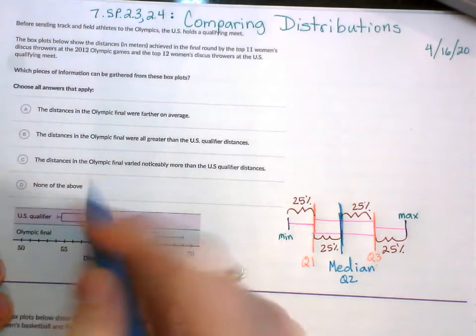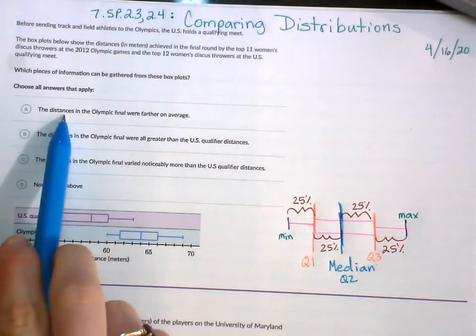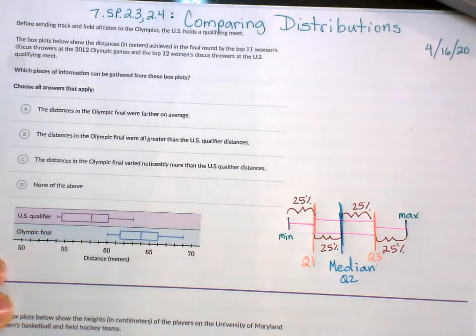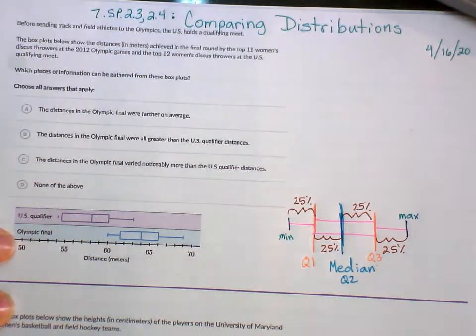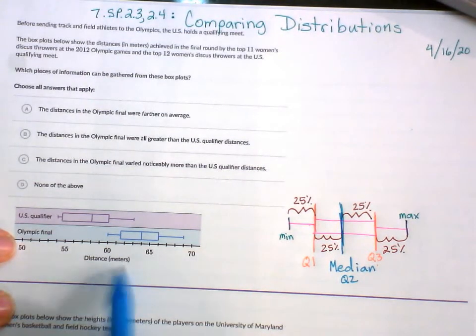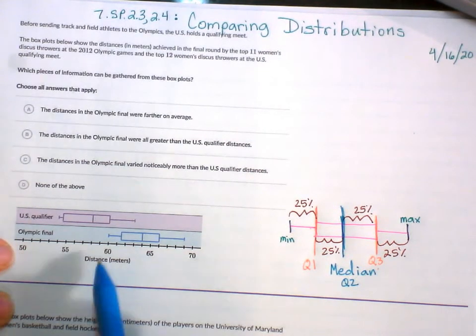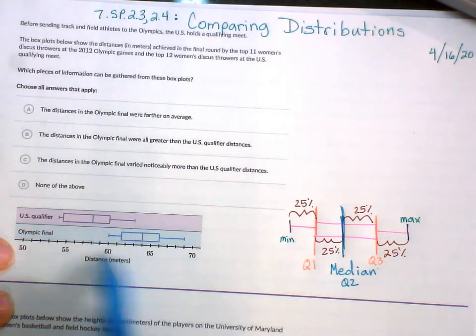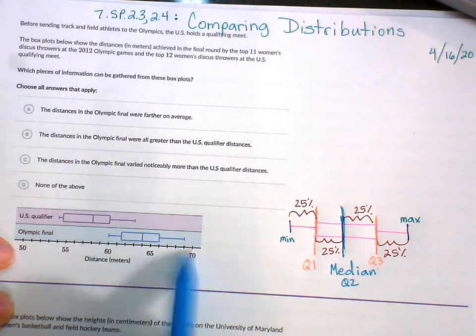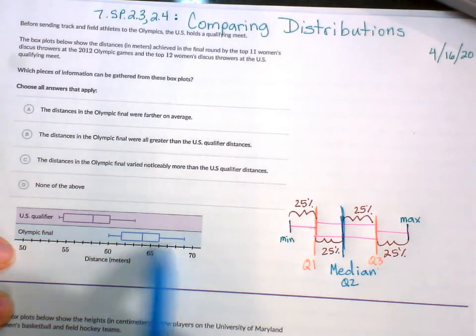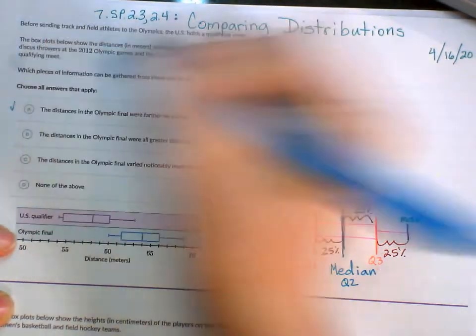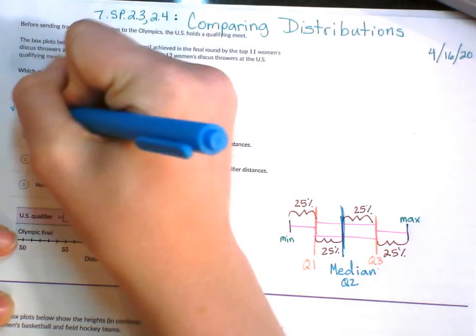Let's read the answer choices. The distances in the Olympic final were farther on average. So it's saying the Olympic final distances were farther. Let's look: distances in meters, 50, 55, 60, 65, 70. This box plot is definitely farther to the right, so it's farther distances. Which one is this? This is the Olympic final, so I think that's a yes. Oh, it says choose all answers that apply. Okay.